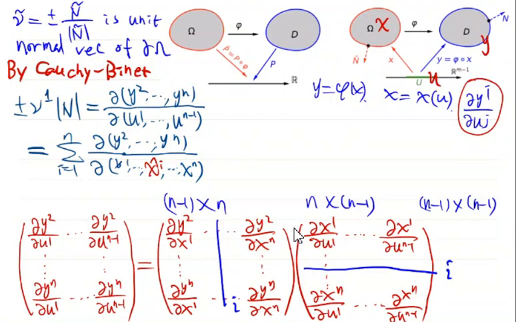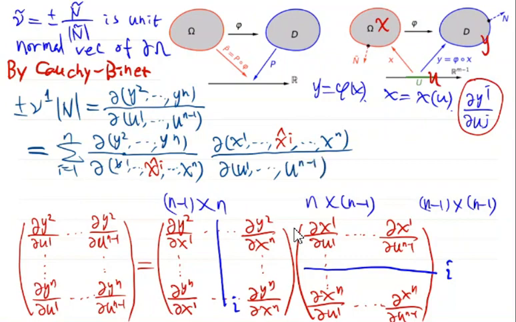Similarly, for the second matrix, you remove the ith row. That is, you will obtain the x1, but no xi. Xi is missing. Then xn, which is with respect to u1, un minus 1. Okay? This equality is using the Cauchy-Binet formula.